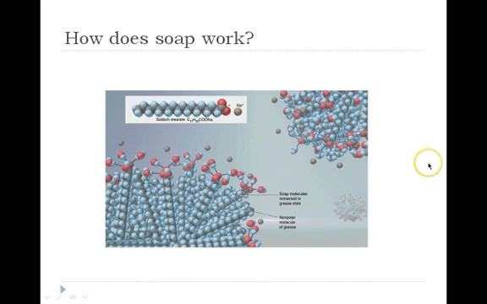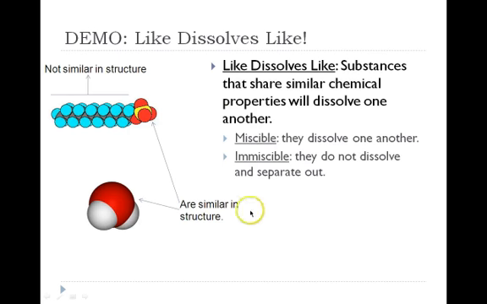All right, so how does soap work? How does soap take oil and dirt off of our bodies when we use soap on our hands? All right, so how does this work? Well, we'll notice that this soap molecule right here has a part of it that looks a lot like water. Both of these parts are polar, so they can dissolve in water. This part is not similar to the water molecule, so this actually can get dissolved in the oil. So what happens is this part is miscible with the water, this part is miscible with the oil.